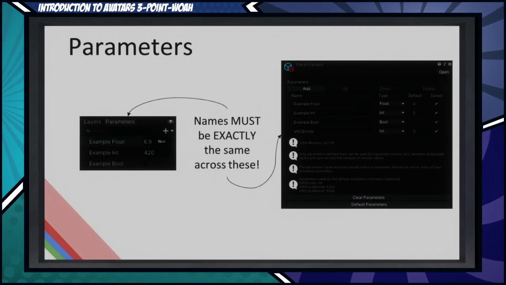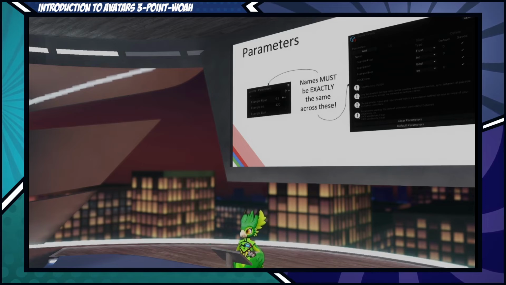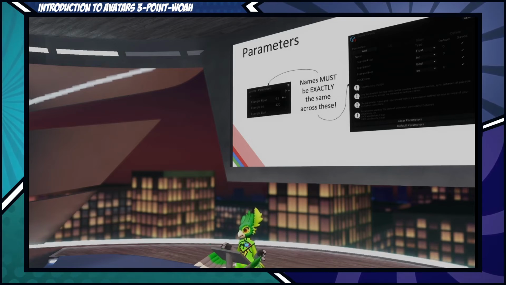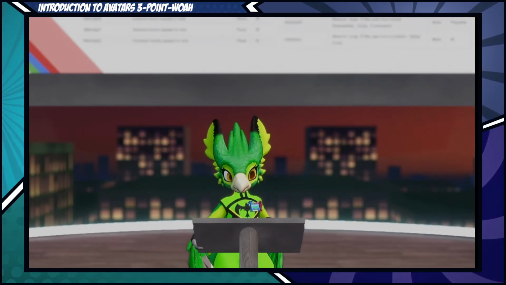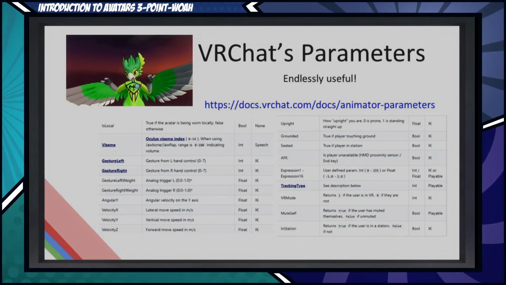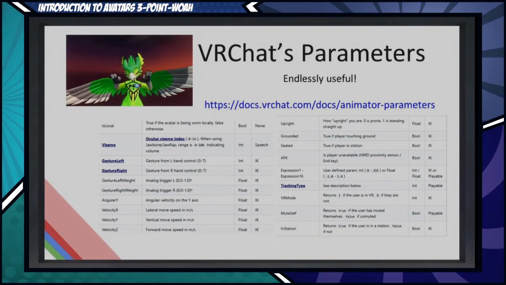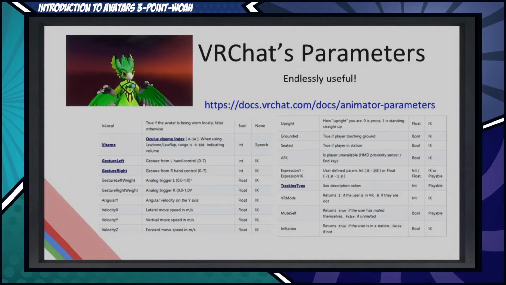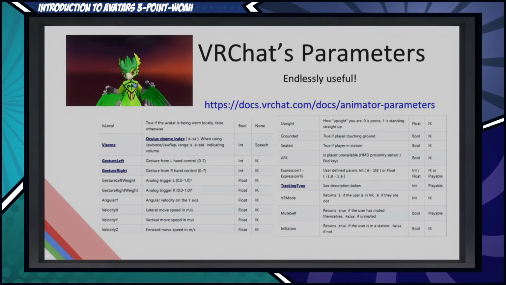Every avatar gets a total of 128 bits of custom parameter space, with integers and floats taking up 8 bits each, and booleans taking just 1. By themselves, they actually don't do anything, but VRChat provides some very useful parameters that give information about how your avatar is moving, talking, and gesturing. And you get to use any or all of them if you want, without taking up any of your own parameter space.